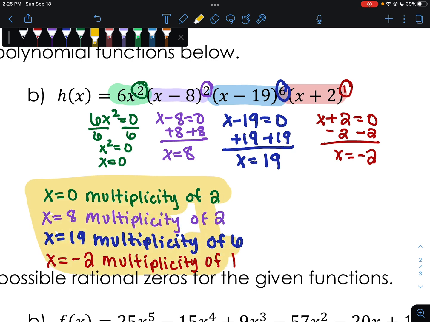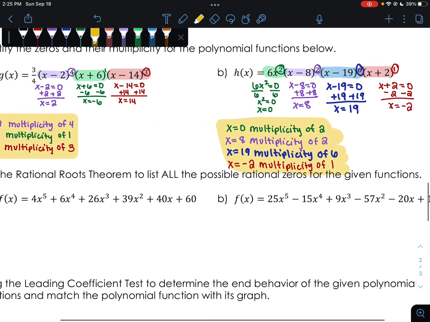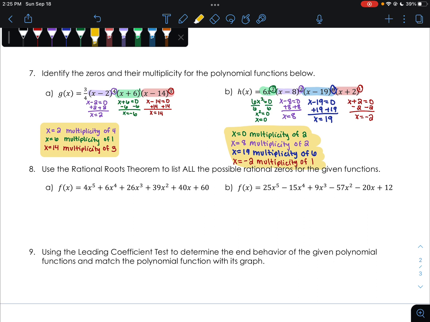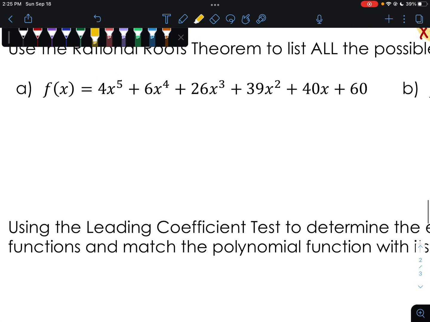Okay, well, that's not going to work for me there, so I'm just going to highlight it for us like that. Okay, next one, use the rational roots theorem to list all the possible rational zeros for the given functions. So this is one that you cannot use a calculator unless you need it for the factors of the number. Okay, so here we go.